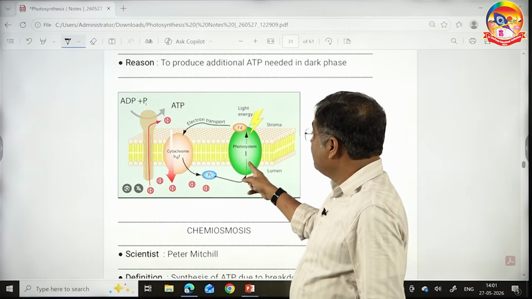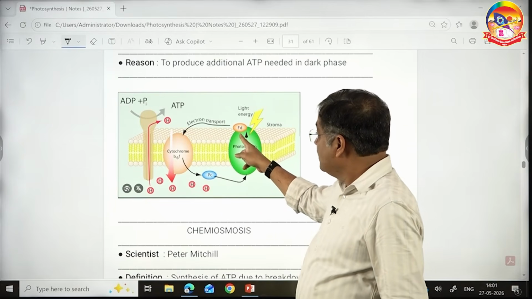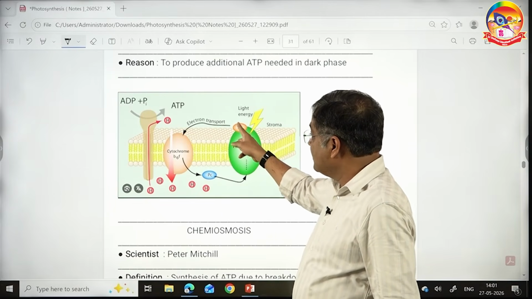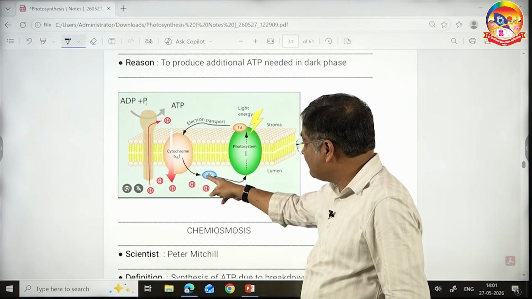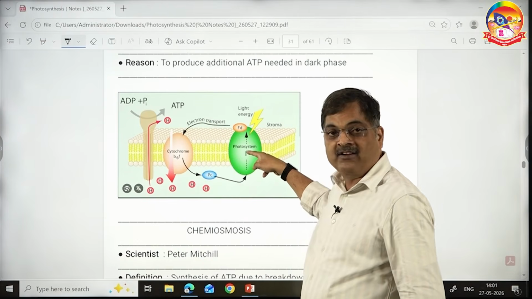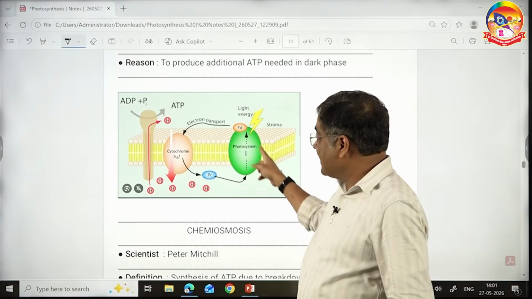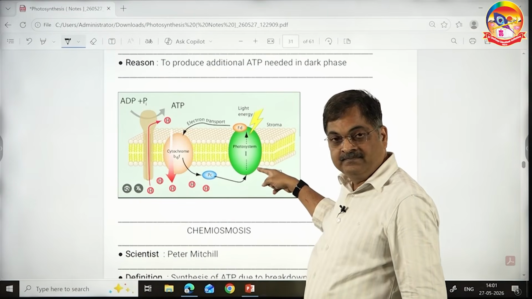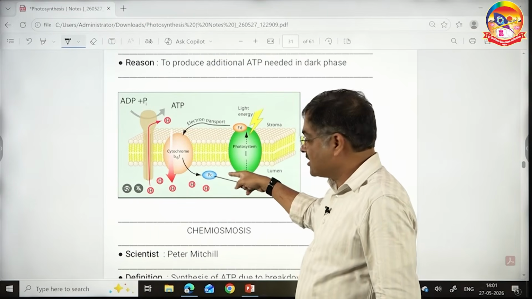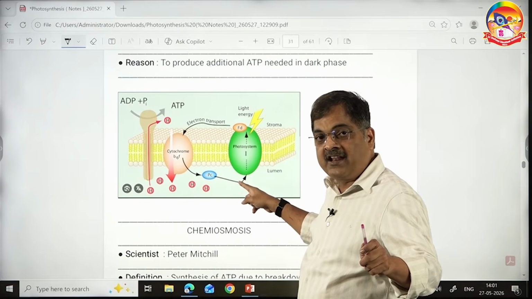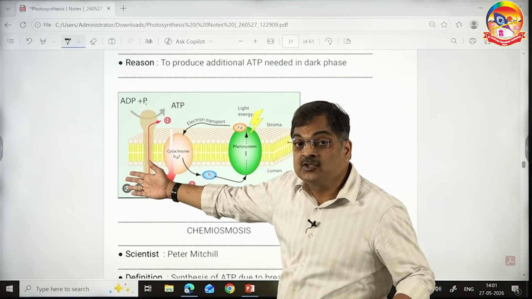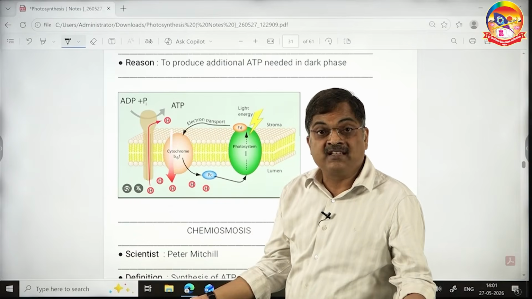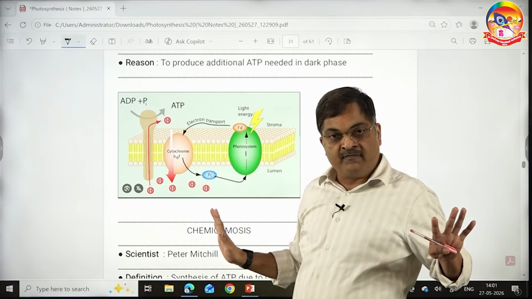So in cyclic, the photosystem loses electrons to ferredoxin. From ferredoxin, the electrons go back to plastoquinone, cytochrome b6f, plastocyanin, and again go back to the same photosystem. That is the reason I say it's cyclic. In cyclic electron transport, there is no FNR involvement, no NADPH2, no PS2, therefore there is no photolysis of water and no evolution of oxygen.